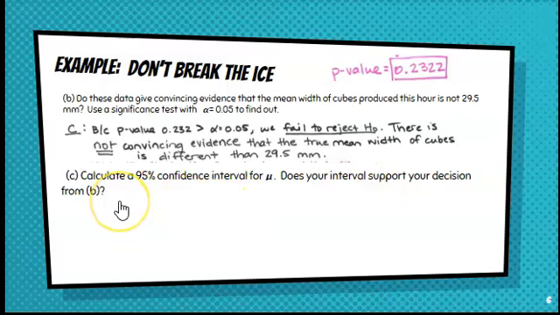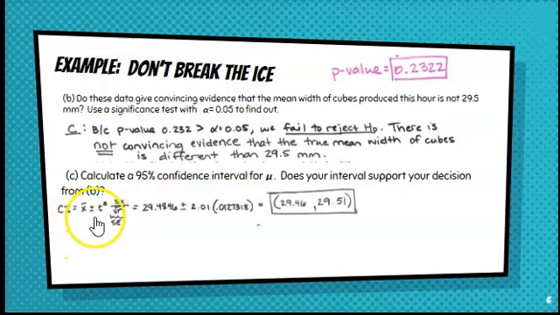Now part C: calculate a 95% confidence interval for mu. Does it support your decision from B? Well, if I calculate a confidence interval, remember my formula: x bar plus or minus t star times the standard error. I have x bar in the table, I have standard error in the table, I just had to find my t star. Then I calculate it out, and I get a confidence interval of 29.46 to 29.51.